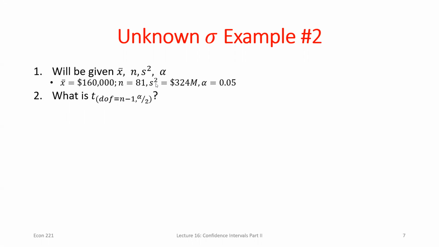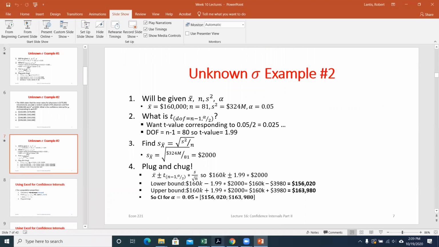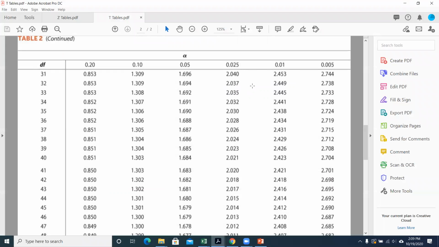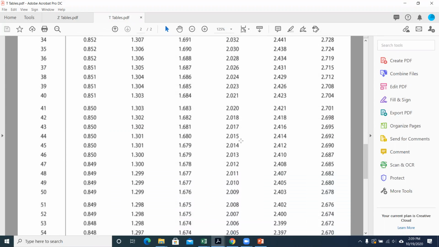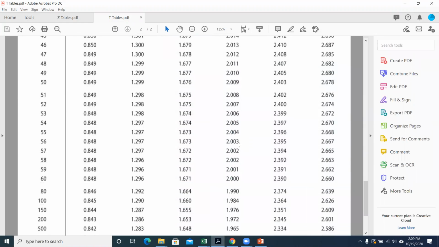My alpha here is 0.05. So the area I want on either side of my confidence interval would be 0.05 divided by 2, so 0.025. So I go to the student t table. I want 0.025 in each tail, right? I go down to degrees of freedom 80.